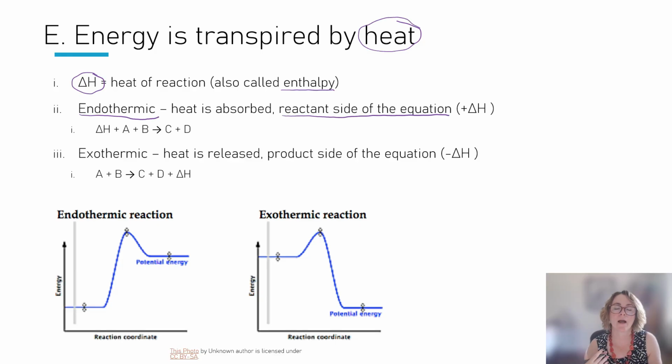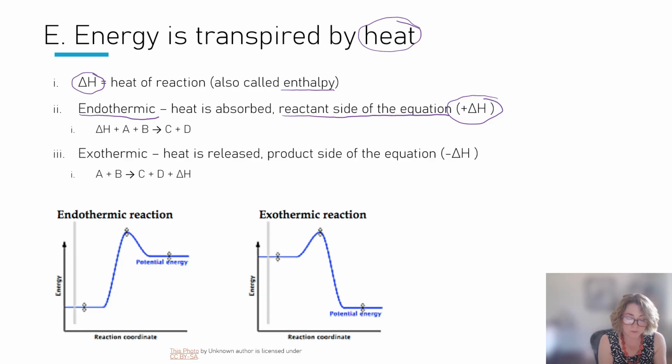If we tell you how much heat is involved for an endothermic reaction, we will give you that delta H value as a positive value. What that means is it doesn't mean that it's positive heat, it just means that that heat is being absorbed and that that reaction is endothermic.